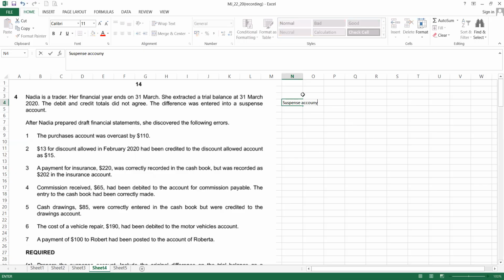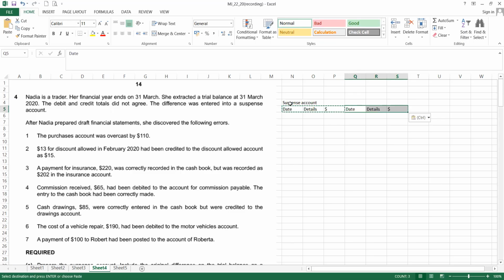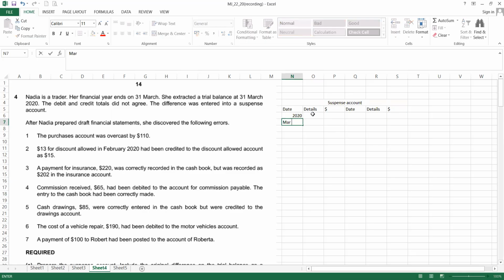Suspense account. Date, detail, and dollar sign. Okay, opening balance, we don't know. We leave it first. 2020, March 31st. We don't know which side is bigger, so just leave it.